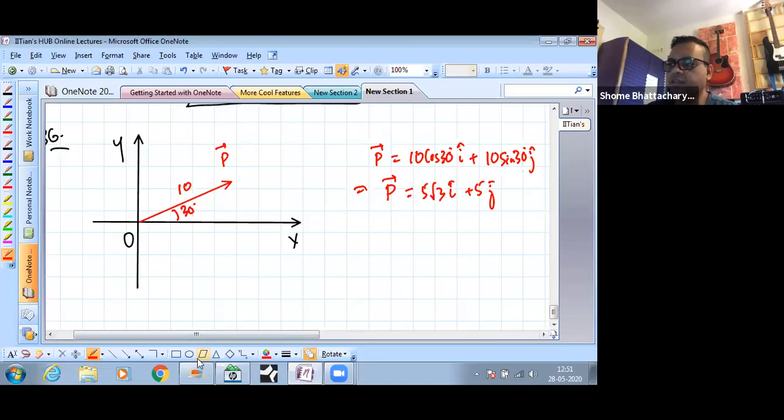Now similarly, the vector Q is given to us, which looks like this. Looks very symmetrical, in the sense that it has the same magnitude as P, 10 units, and this angle is 30 degrees. So what you do is you write Q also. Try this out. And then you find P minus Q. Use vector algebra to find how much P minus Q is. So just try this out, all of you.